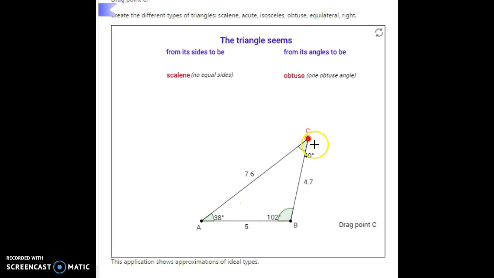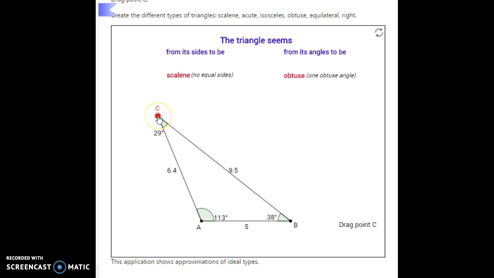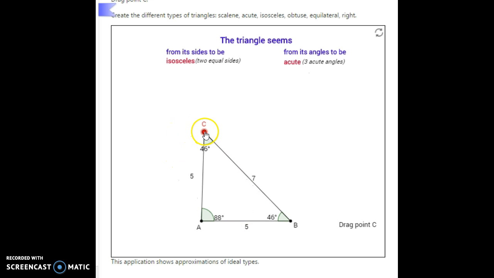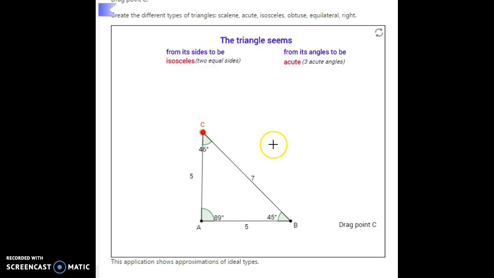Now, triangles can be all types of combinations. See, this is scalene and obtuse, but you can have scalene and acute. See, no equal sides, 3 acute angles, acute, acute, acute, and then all uneven. You can get obtuse scalene. You can get obtuse isosceles. You can get right angle scalene too if you want. Or you can also get right angle isosceles, 5 and 5. See, so you can classify a triangle through its sides and through its angles.